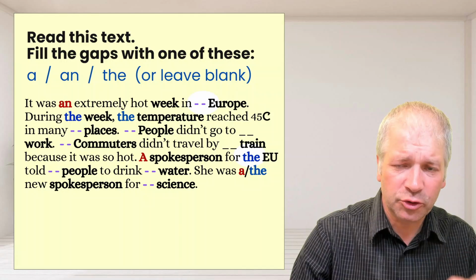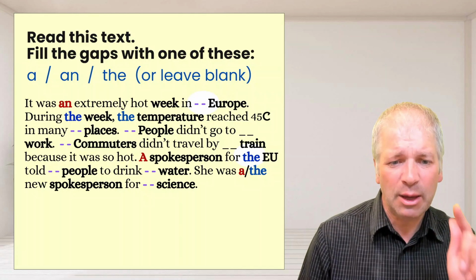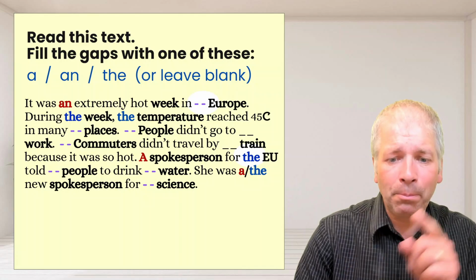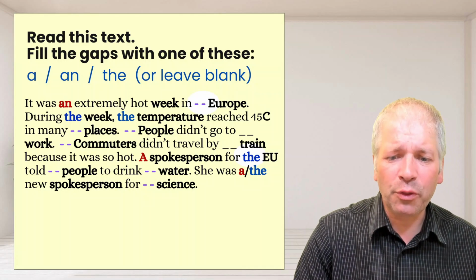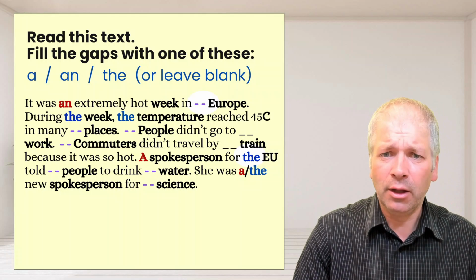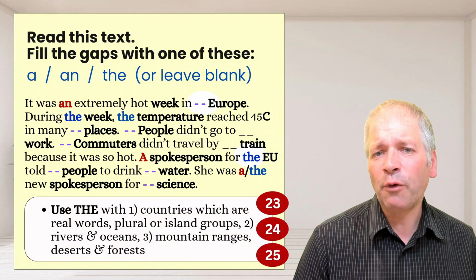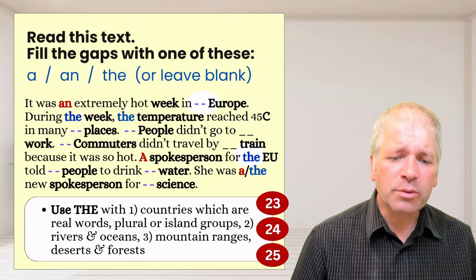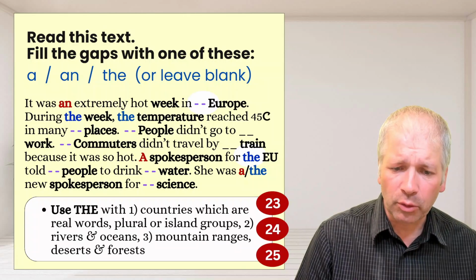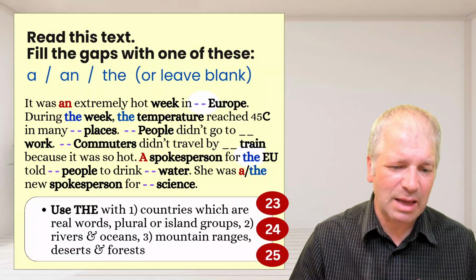Let's go back to the top of the text and also halfway down. You'll notice that there are two more areas which are shaded in white here. In the first sentence, it was an extremely hot week in, no article before Europe. But there is an article before the EU, a spokesperson for the EU. Why the difference here? We're referring to nations after all. Well, you have to follow the rules for articles before nations. Use the with countries which are real words, plural, or island groups. Also rivers and oceans, and also mountain ranges, deserts and forests.